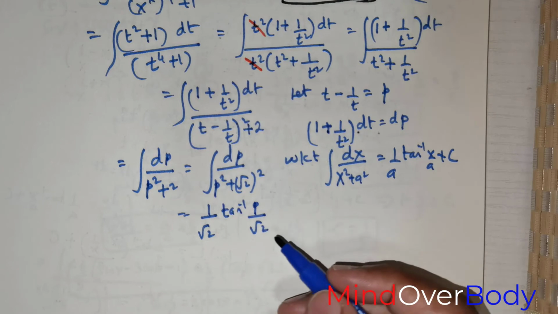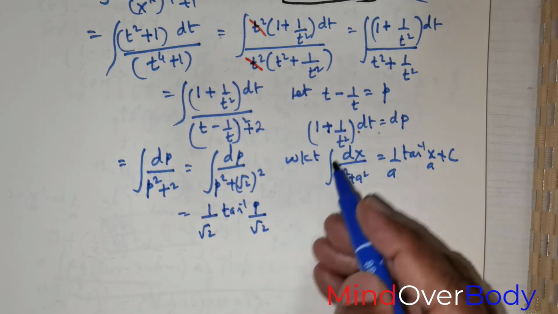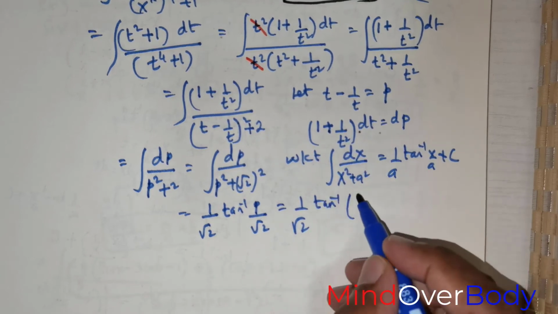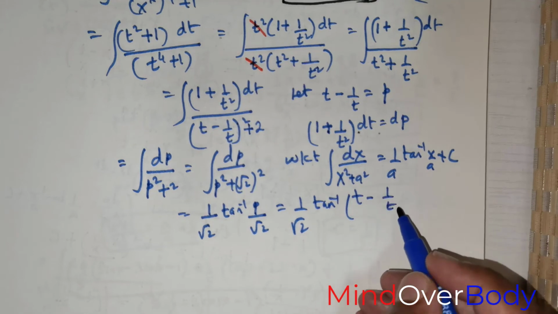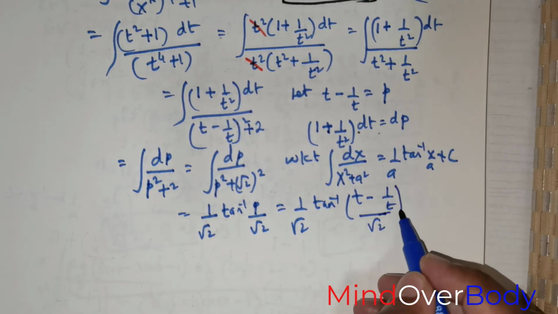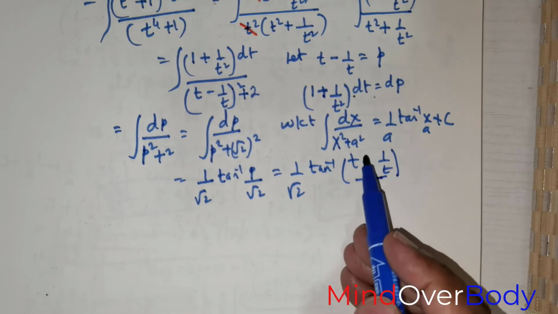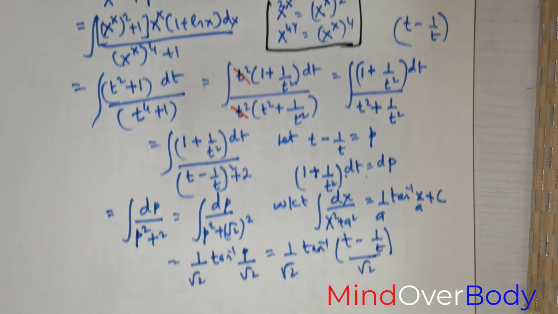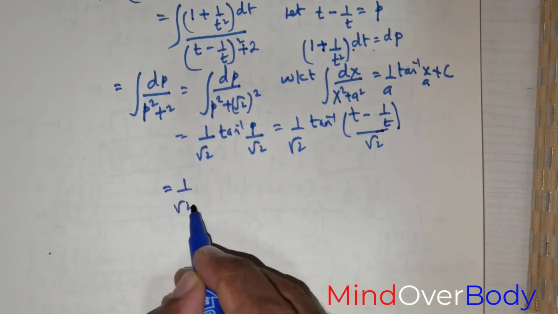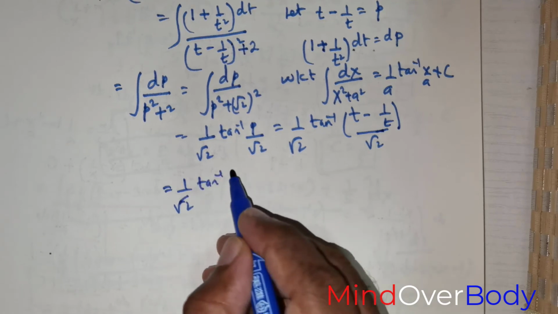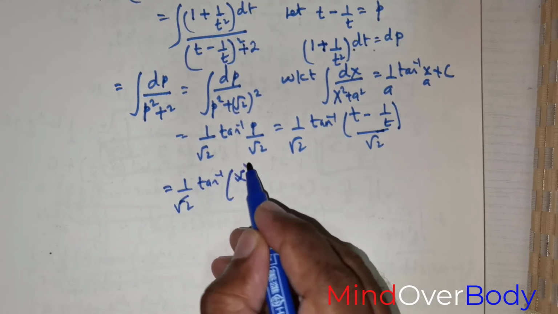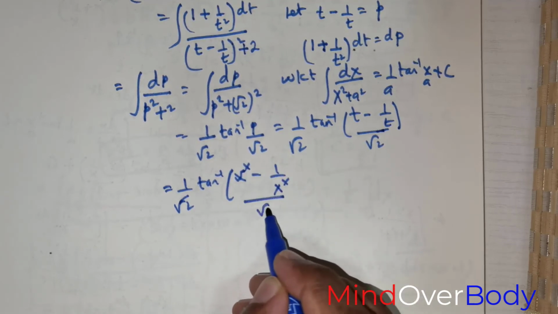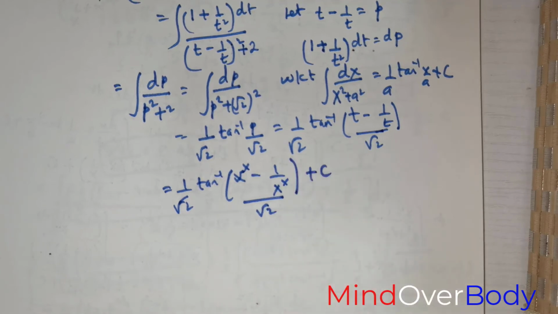Fair enough, right? But my p is actually t negative 1 over t, right? That has to be divided by root of 2. Okay, so that's fine, but my t is actually x raised to the power of x. You see that? So that has to also be reverted. So this is equal to 1 over root 2 tan inverse of x raised to the power of x negative 1 over x raised to the power of x divided by root of 2, positive arbitrary constant.